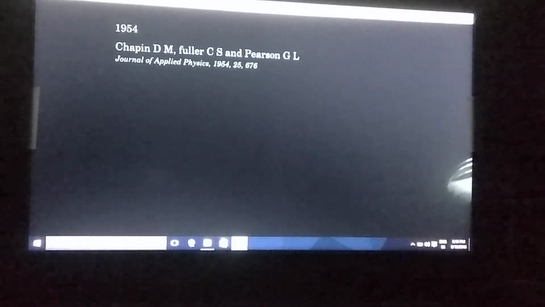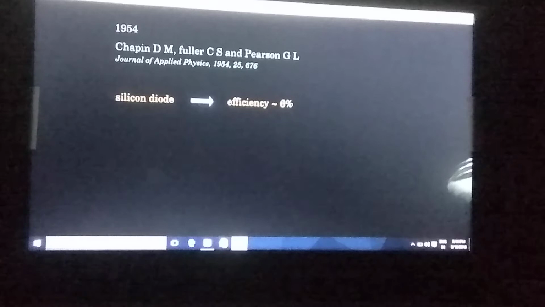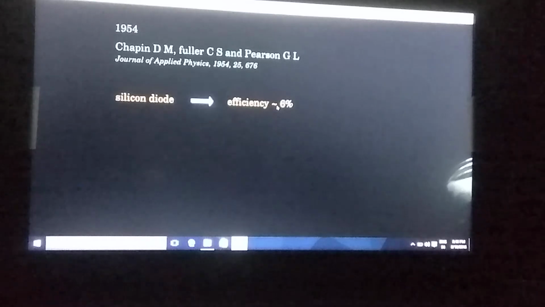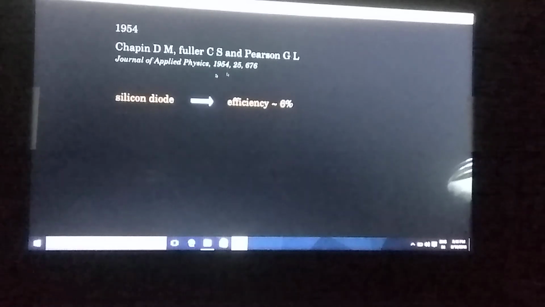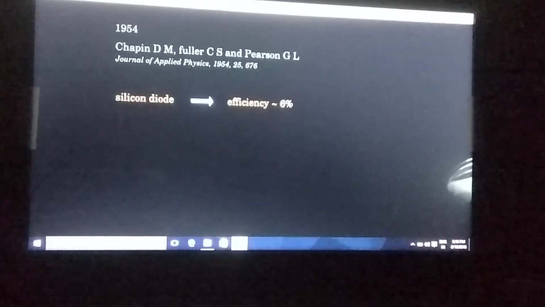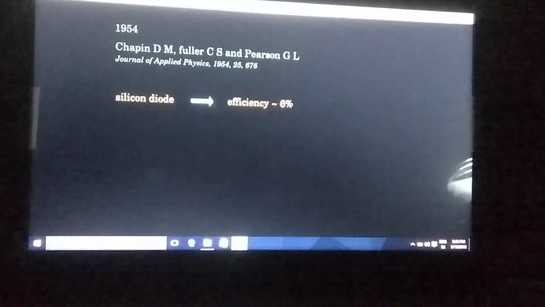In 1954, Chapin, Fuller, and Pearson published in the Journal of Applied Physics a silicon solar cell, a semiconductor solar cell, having an efficiency of 6%. Fuller and Pearson were employees of the Bell Labs. This was an offshoot of an observation that the Bell Labs silicon diode produced a significant amount of current and voltage in the presence of light.